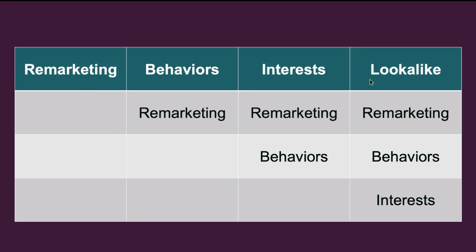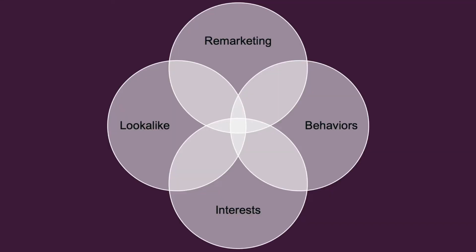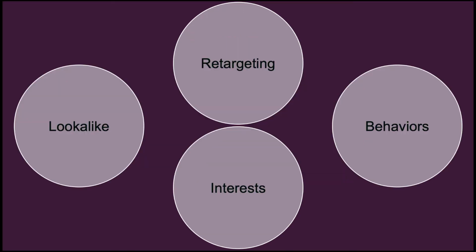This first line here is who you're trying to target. If you're trying to reach a remarketing audience in this campaign, you won't have any exclusions. But for behaviors, you'll have the exclusion of your remarketing audience, whatever it is. In your interest campaign, you'll exclude remarketing and behaviors. And in lookalike, you'll exclude the remarketing, behaviors, and interests. What this does is it effectively just takes this 4-way overlap of the audiences that we had, and it separates them all so that they're all in their own campaigns or ad groups, and they're mutually exclusive from each other.